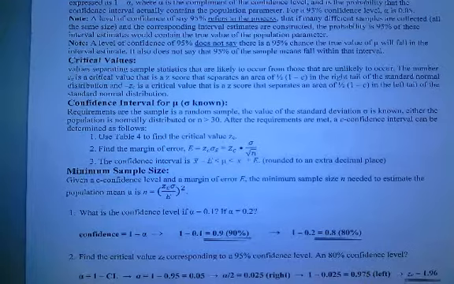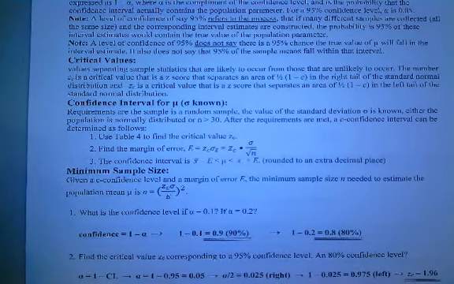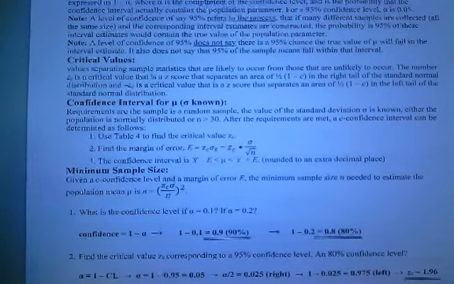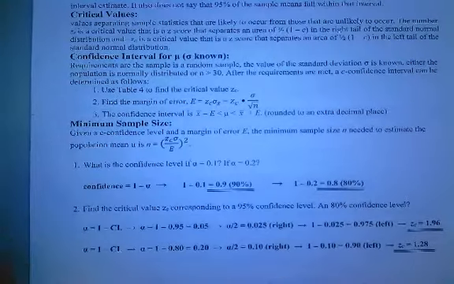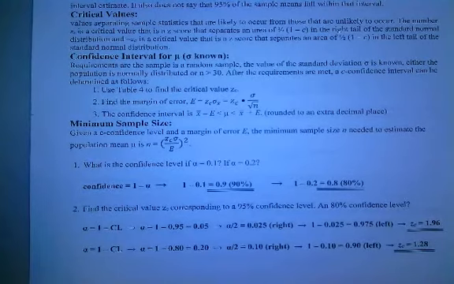Now, how about finding the critical z-scores? We're going to do it for the 95% and an 80% confidence level, so kind of going in the opposite direction from what we just did in part 1. So let's look at these two cases. Alpha is 1 minus the confidence level, so 1 minus 0.95 gives us 0.05. Remember that that 0.05 is split on both ends of the normal distribution.